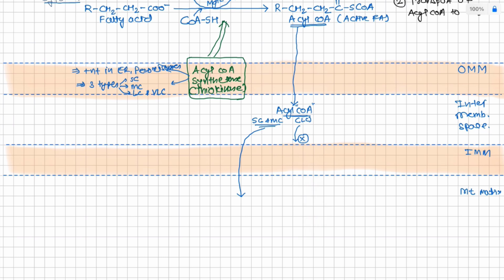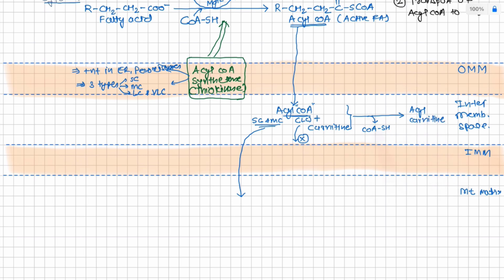So what happens? Acyl coenzyme A reacts with one separate molecule, that is carnitine. So it reacts with the carnitine, and what happens? Carnitine replaces coenzyme A. So this coenzyme A gets released. We write coenzyme A with its SH group, and in place of coenzyme A, carnitine gets attached. So the resultant compound is acyl carnitine.